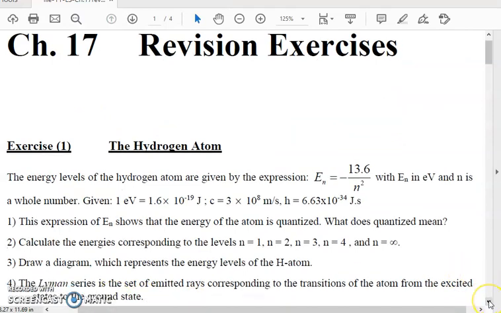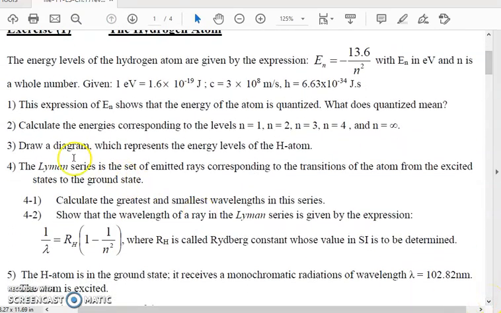Part 4, the Lyman series is a set of emitted rays, meaning emitted photons, corresponding to the transition of the atom from the excited state to the ground state. He means from any excited level to the ground energy level. Okay? Part 4.1, calculate the greatest and the smallest wavelength in this series. Means calculate the longest wavelength of the photon and the smallest wavelength of the photon in this series. Okay?